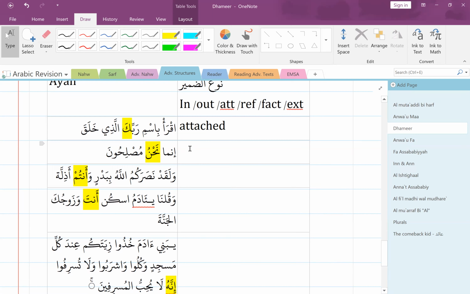Sultana? So it is an outside pronoun? Attached. You can see it is attached to Rabbi. Ka is the attached version of anta. Anta, when you attach it to something, it becomes ka. Remember that?